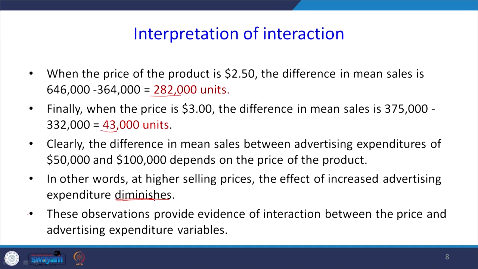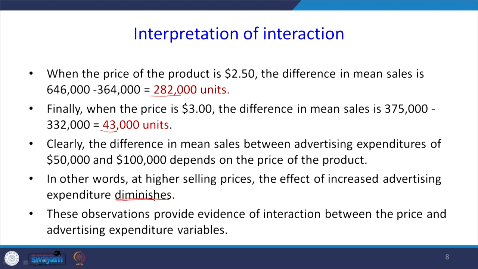We will go to the next column. When the price of the product is kept at $2.5, the difference in mean sales is 282,000 units. Finally, when the price is $3, the difference in mean sales is 43,000 units. So, clearly, the difference in mean sales between advertising expenditure of $50,000 and $100,000 depends on the price of the product. In other words, at higher selling prices, the effect of increased advertising expenditure diminishes.